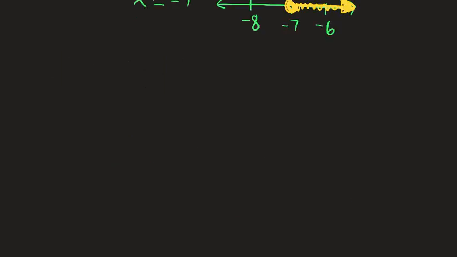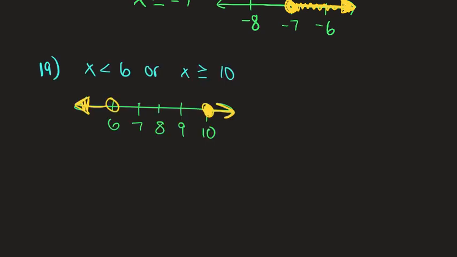This is a compound inequality. Graph x is less than 6 or x is greater than or equal to 10. Ors go opposite directions. This one does not have a line, so I do open dot left. This one does have a line, so I do closed dot to the right.